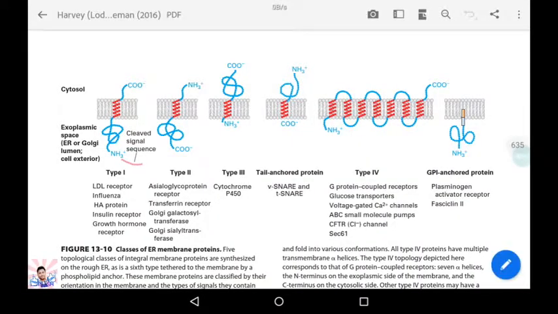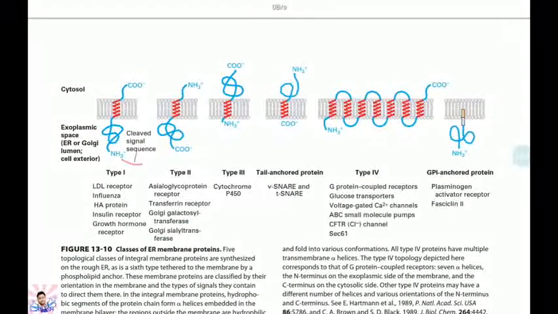So, insertion of membrane proteins inside the endoplasmic reticulum. As you can see, there are 6 different types: type 1 to 3, a tail anchor protein, a multipass type 4, and a GPI anchor protein found in the endoplasmic reticulum membrane. So let's start with type 1.